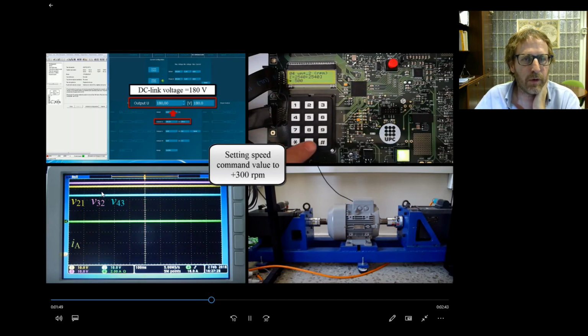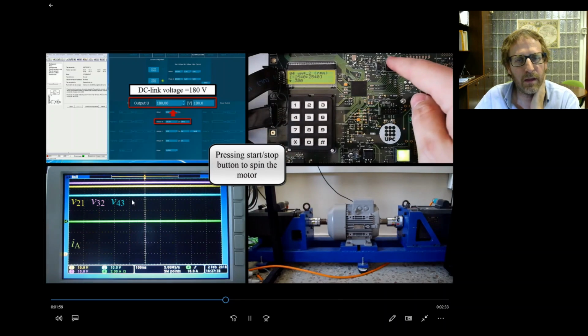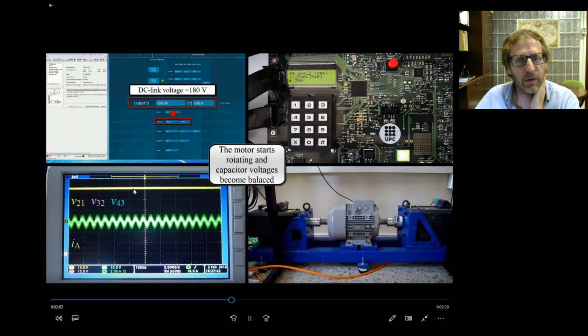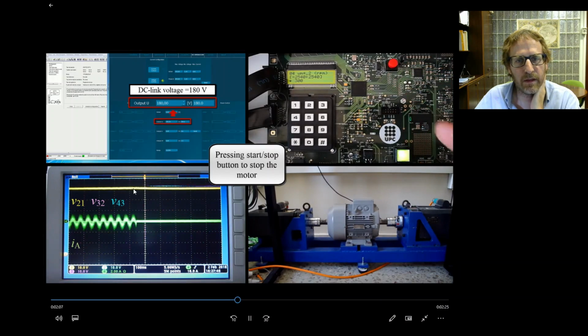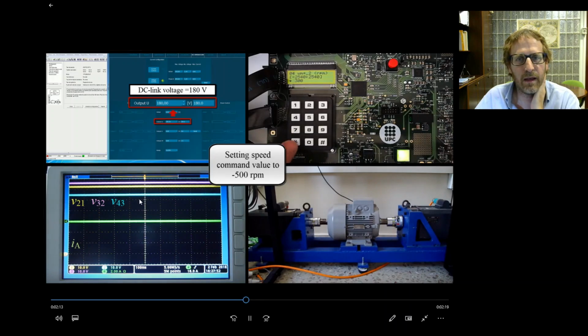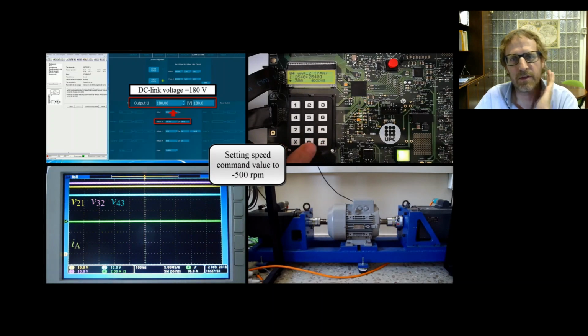We could fix this through a better design of inverter, but it is okay because as soon as we start the machine with a 300 RPM reference speed, you will see that the 3 DC link voltages get equalized. You see now they are all equal while the machine is rotating. When we stop the machine, they become unbalanced again. And it is okay. As soon as we start the machine, they get balanced again.